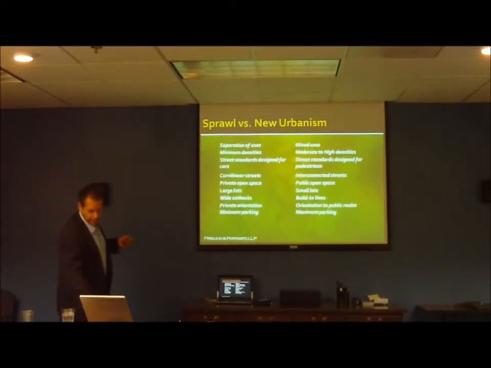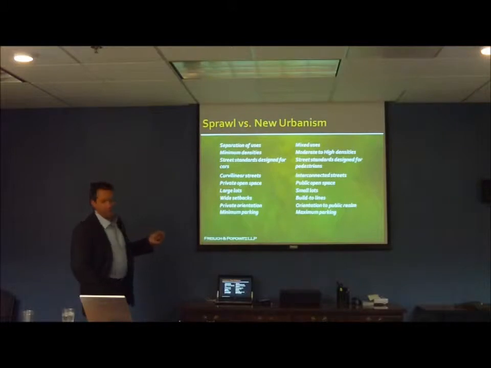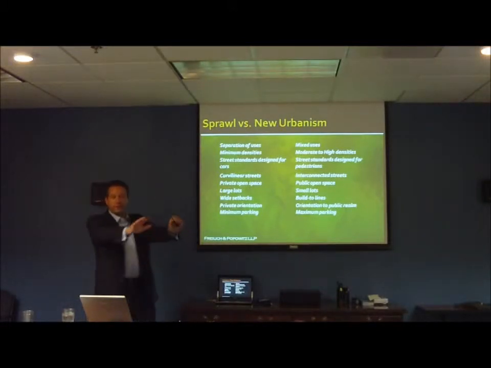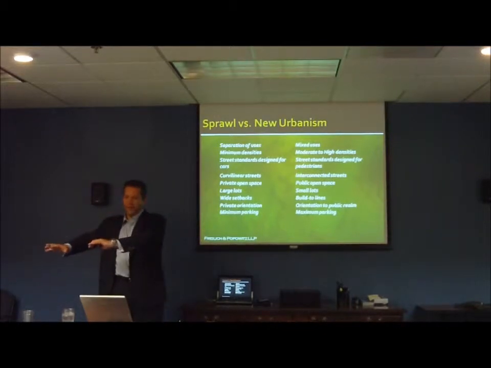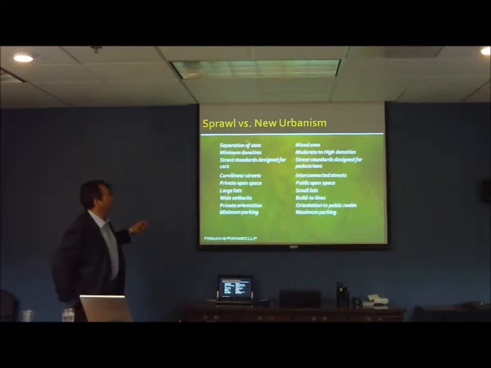So what are we talking about? Sprawl versus new urbanism. What is sprawl? Separation of uses. You've probably heard of Euclidean zoning. Euclidean zoning is not named after Euclid. It's named after a city called Euclid, where they came up with the concept back in the 20s, which is houses over here, stores over here, industry over here, never shall any of them meet. So you have separation of uses under sprawl. Under new urbanism, you have mixed uses.